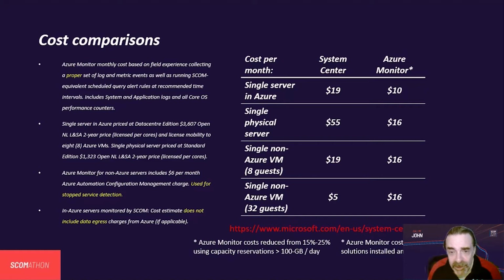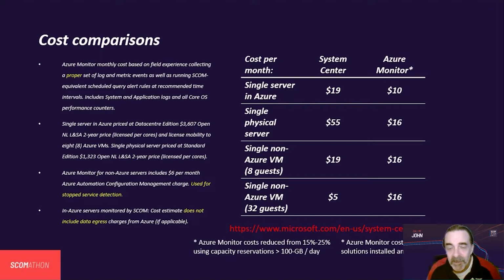For your non-Azure servers, we add $6 a month. That would be your Azure automation guest configuration service charge. We consider that very important for the Azure Monitor role because Azure automation change detection is how we detect stopped services. Like that's how we know that a service that was running 15 minutes ago is not running anymore. We need to alert on that, right? And we need the Azure automation change detection service to do that, which is free for servers in Azure, but is $6 a month for servers not in Azure.